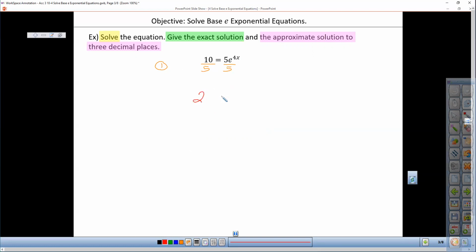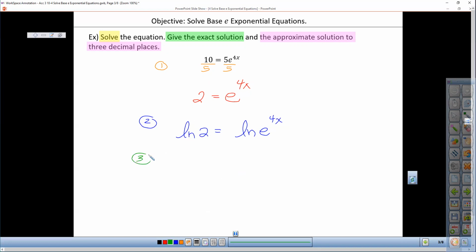So now we have 2 equals e to the 4x power. Now I have power equals a power structure, where I have my base of 2 with an exponent of 1, and I have my base of e with an exponent of 4x. So now I can take the natural logarithm of both sides. So I have the natural logarithm of 2 will equal the natural logarithm of e to the 4x power.